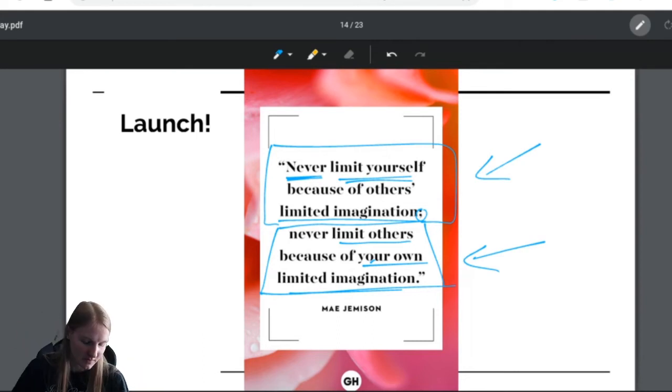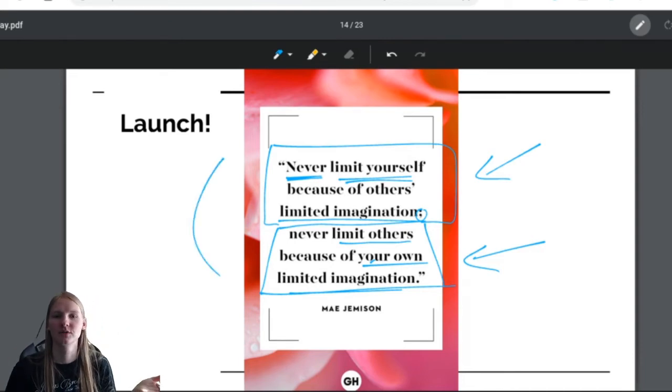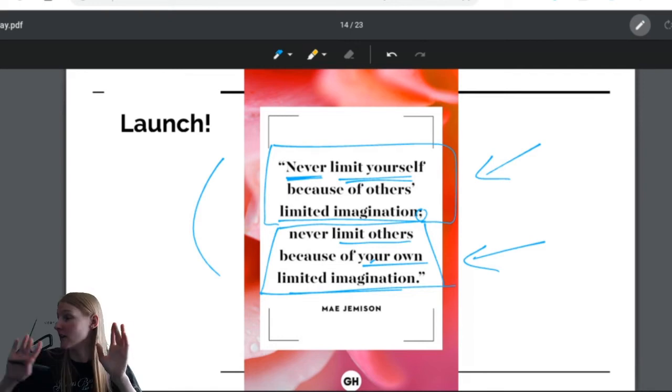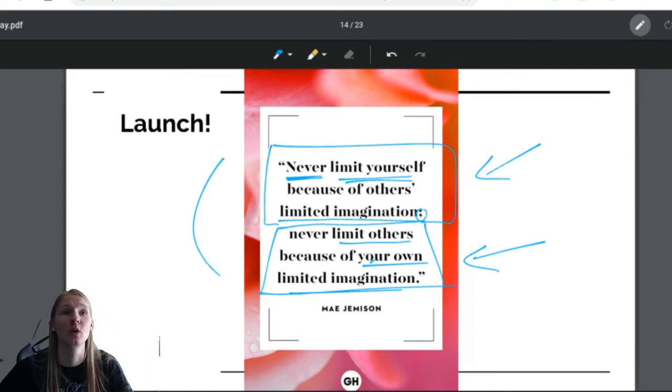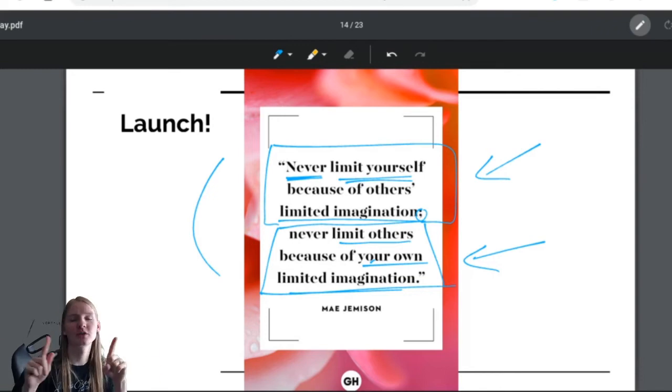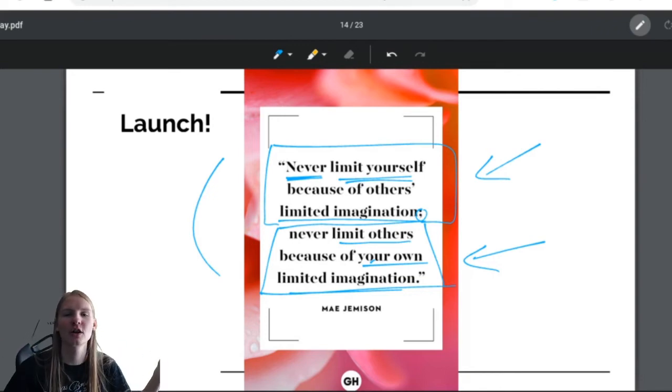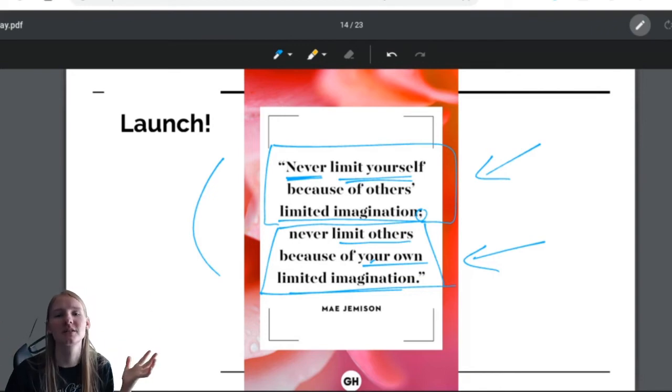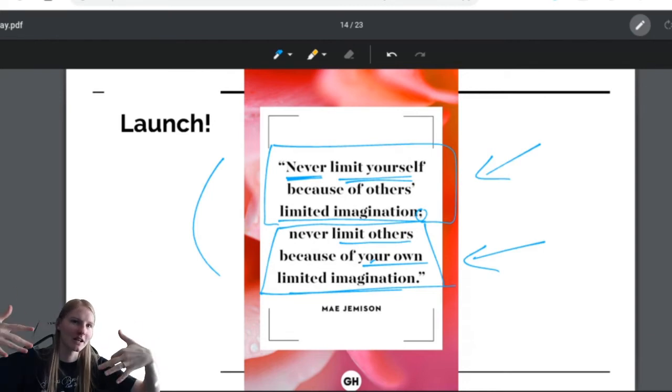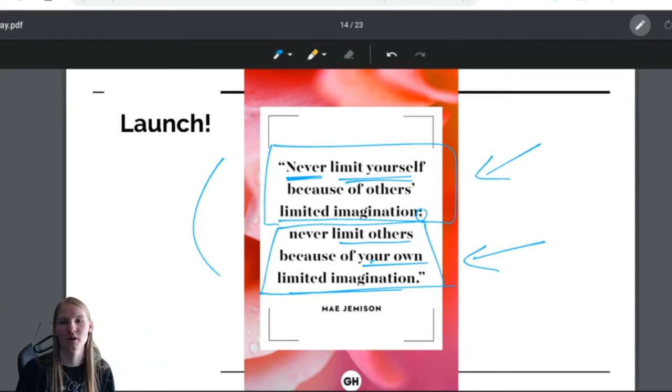So, the key takeaway from this: don't limit your imagination. You can do whatever you put your mind to, and everybody else can do whatever they want if they put their mind to it. So, don't limit yourself, don't limit other people. Encourage everybody to be the best them that they can be. Okay, that's your launch for today. Thank you for watching. Have a wonderful rest of your day. Take this launch with you as you go throughout your day, and thanks for watching.